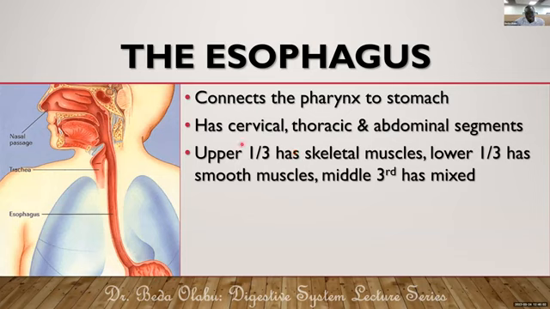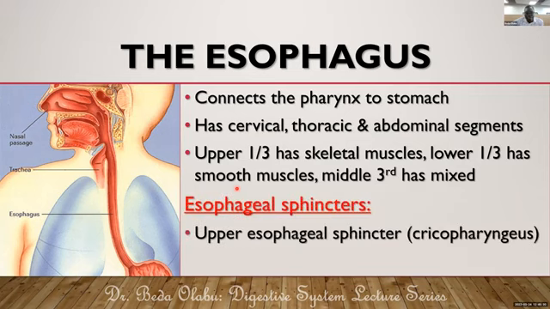The upper 1/3 of the esophagus has skeletal musculature. Again, they are involuntary skeletal muscles. The middle third has mixed and the lower third has smooth muscles, as I mentioned to you earlier.